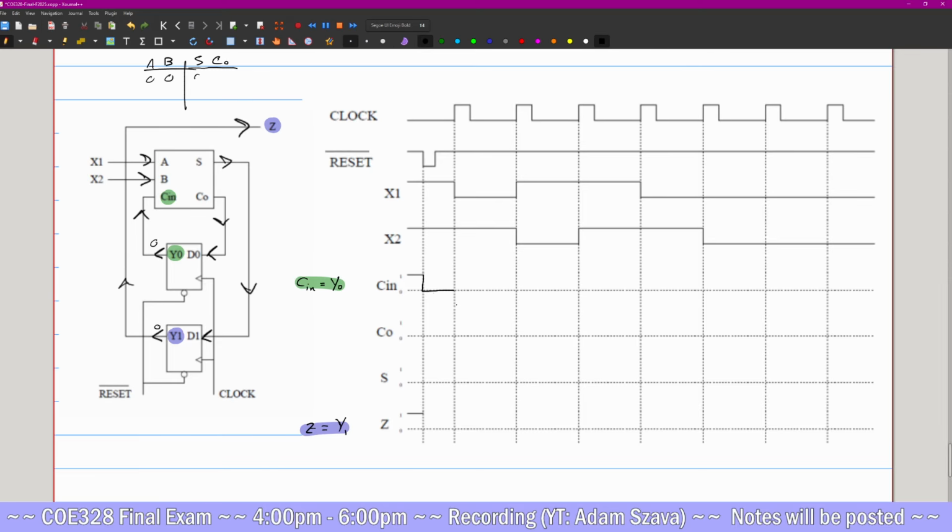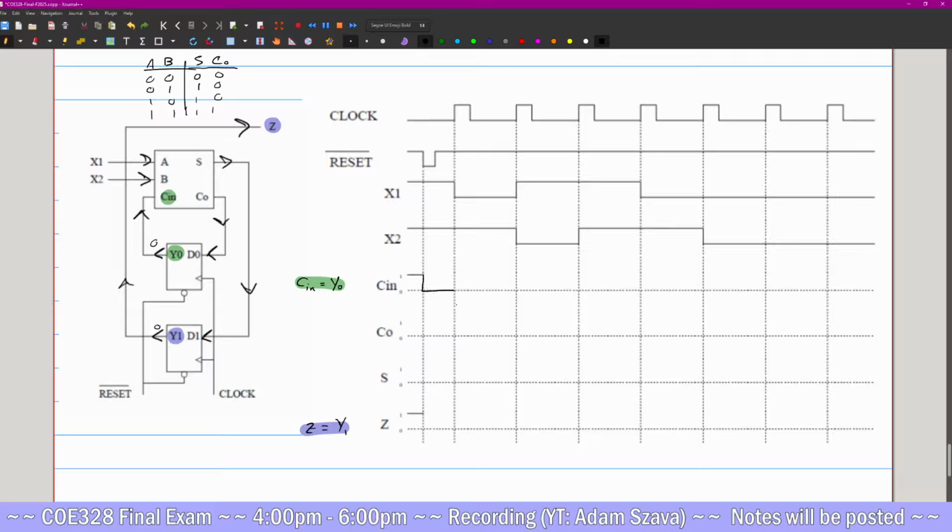So 0 plus 0 has a sum of 0 and a carry of 0. 0 and 1 has a sum of 1 and a carry of 0. 1 and 0 must be the same thing. And then 1 and 1 has a sum of 0 and a carry of 1. Okay, so we have these 4 values.